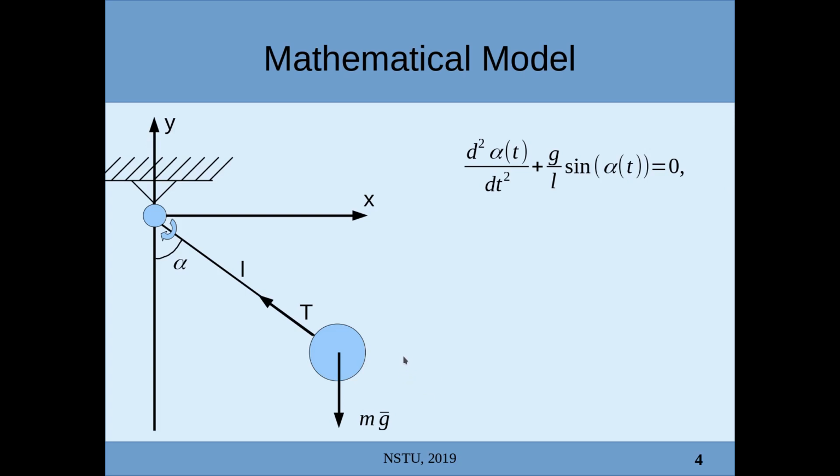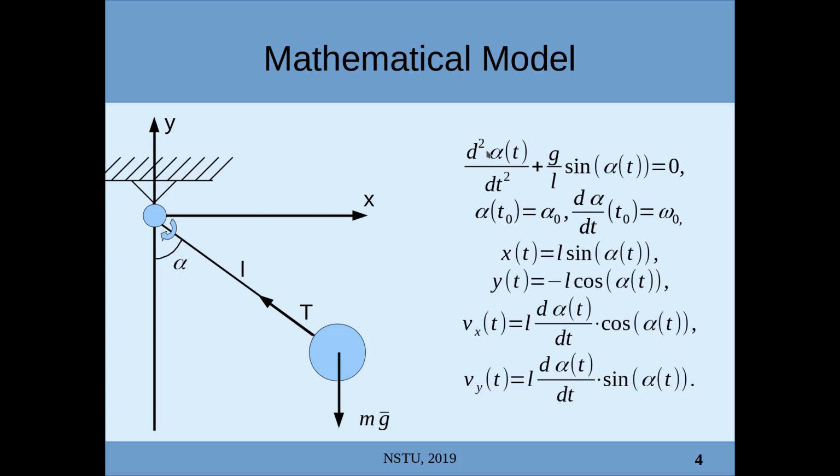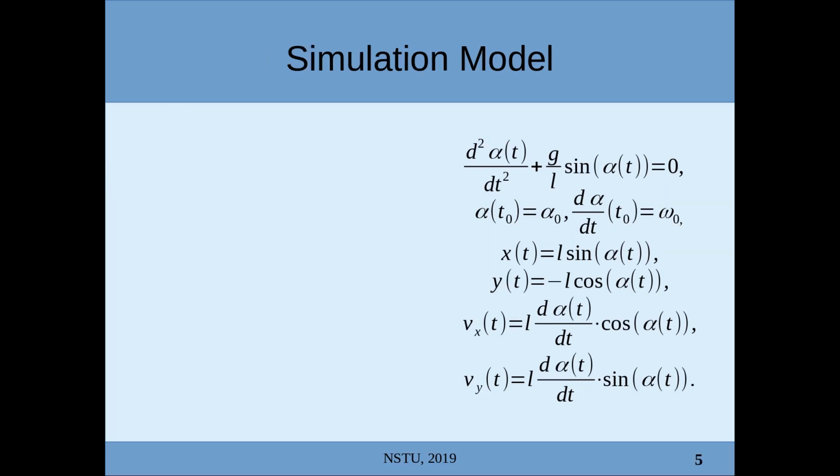Apart from the differential equation, we need to provide some additional information. Specify the initial conditions for alpha and its first derivative, since we have a differential equation of order 2. For the sake of convenience, let us add the equations mapping the model outputs, the angle alpha and its derivative, onto the Cartesian coordinate system. Now, when the mathematical model is ready, let us proceed to the computer modeling phase.